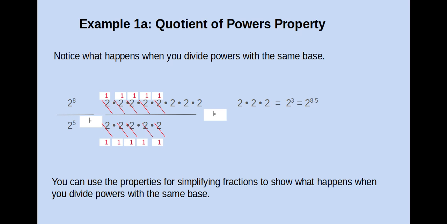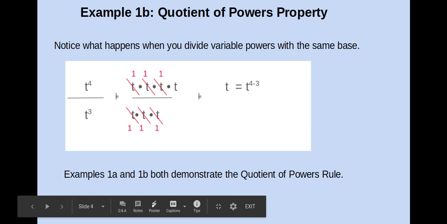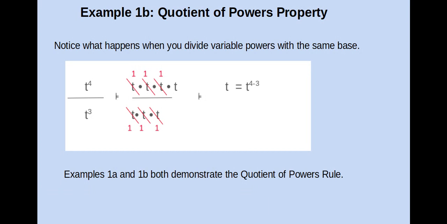Now, you can use the properties for simplifying fractions to show what happens when you divide powers with the same base. Okay, so for my next example, 1b, I will still be talking about the quotient of powers property. I'll just be using variables, or letters, t instead of the number 2 or a regular number. Notice what happens when you divide variable powers with the same base. Right here, I'll be dividing t to the fourth power by t to the 3rd power, and I'll write that out in expanded form right here, and I will reduce the first 3 t's and get 1, so I'll have 1 t left, which will equal regular t.